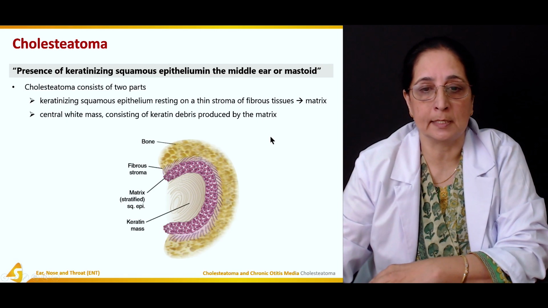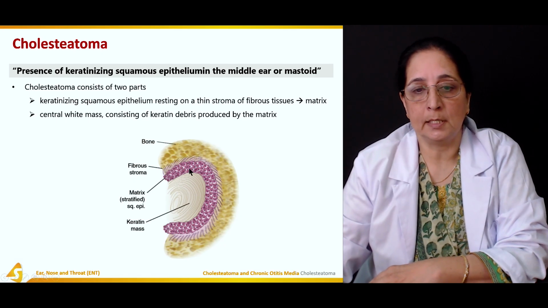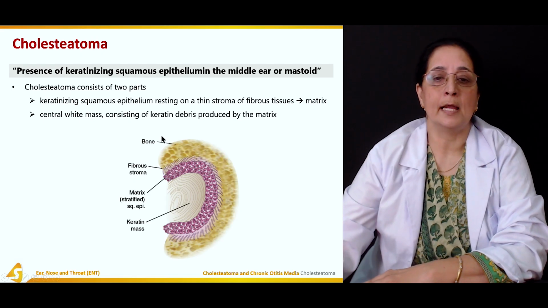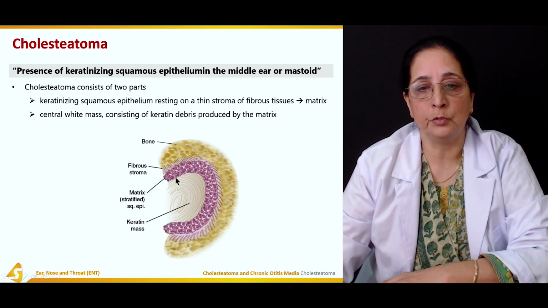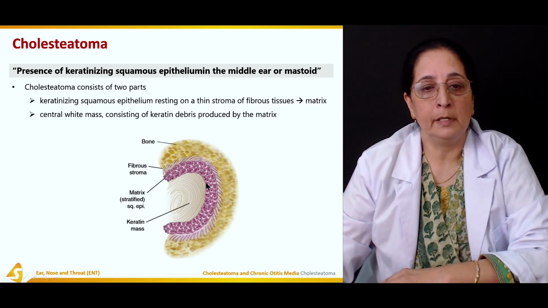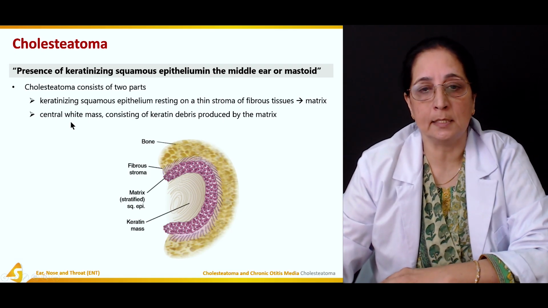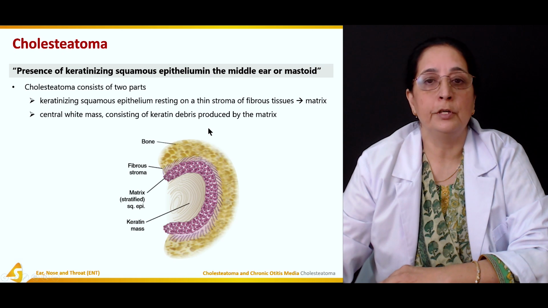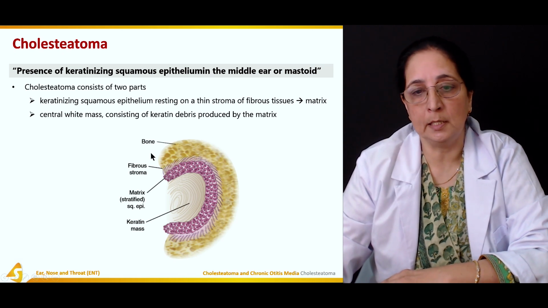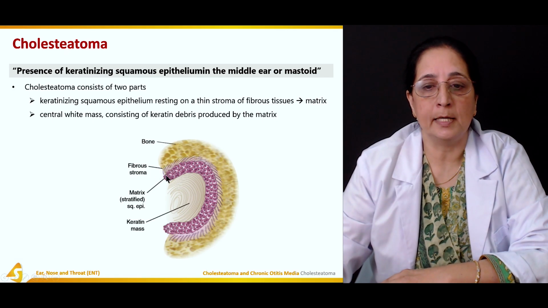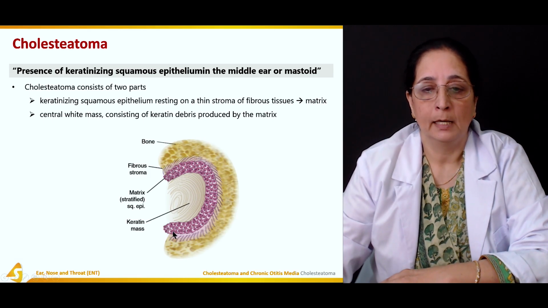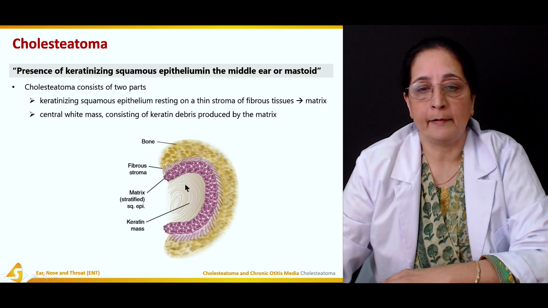That's the matrix. So this is the matrix you can see, and this is the keratinized squamous epithelium resting on stroma of the fibrous tissue, the matrix. And then there is a central white mass consisting of keratin debris produced by the matrix. So here, this is the bone. Then after this, there is fibrous stroma. And then there is matrix, which is stratified squamous epithelium. And then there is the keratin mass.